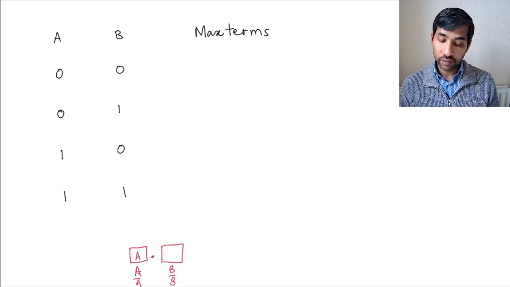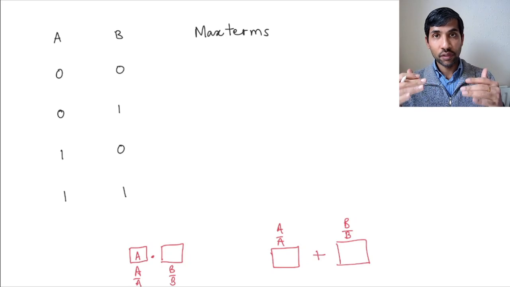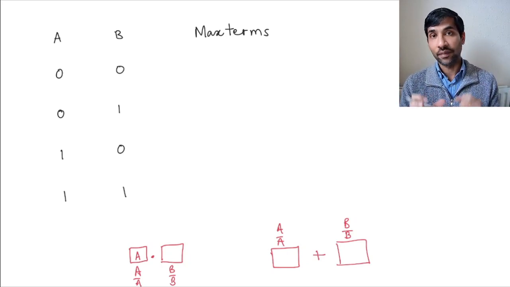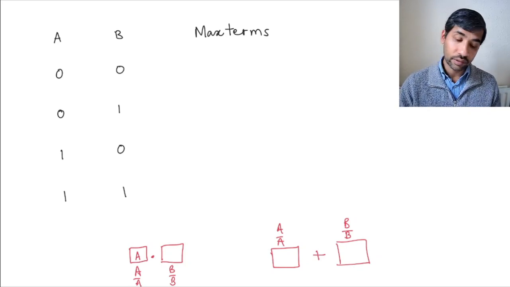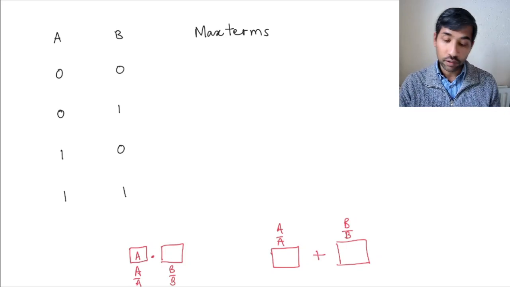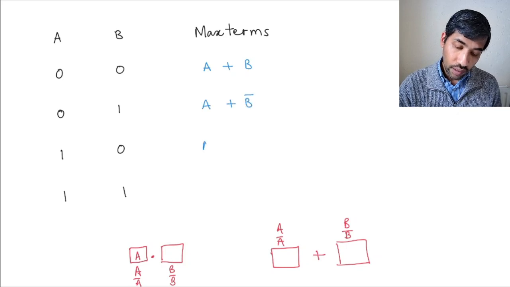In the max terms, we again take A or A bar, and instead of ANDing them, we OR them. And here you'll have B or B bar. So you take either the inputs or the complements of the inputs and you OR them instead of ANDing them like in min terms. So if you want to write the max terms corresponding to each of the combinations of the inputs, you'd get A plus B, A plus B bar, A bar plus B, and A bar plus B bar.